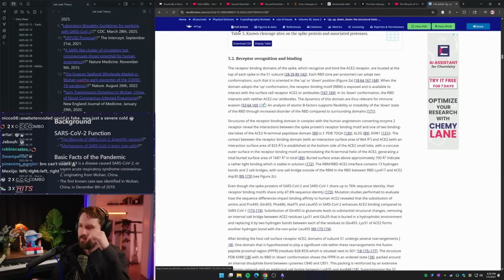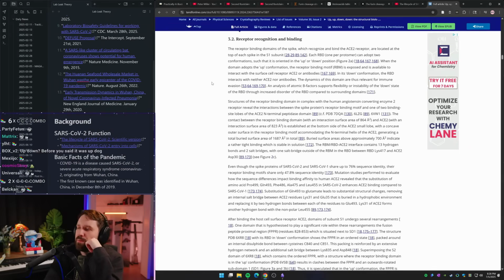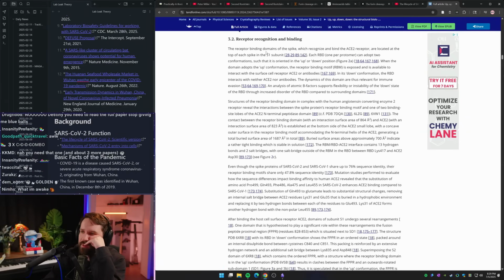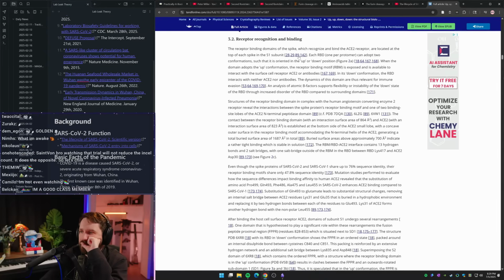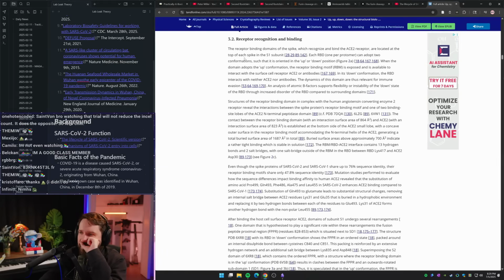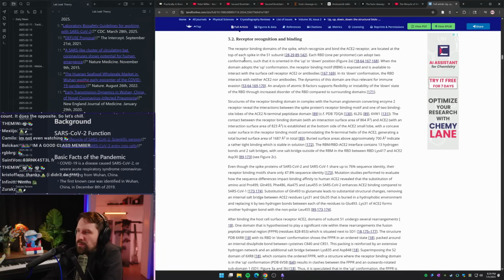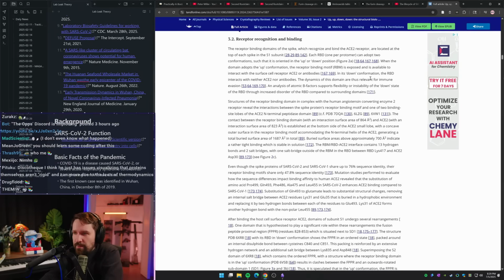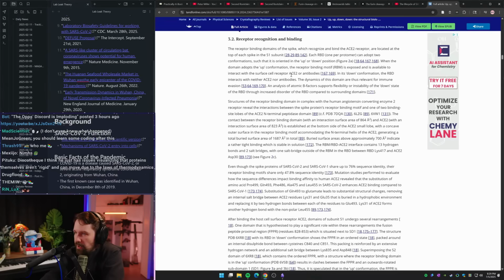The receptor binding domains of the spike, which recognize and bind the ACE2 receptor located on human cells, are located at the top of each spike in the S1 subunit. Each RBD, 1 per protomer, can adopt 2 conformations such that it is oriented in the up or down position. When the domain adopts the up conformation, the receptor binding motif is exposed and is available to interact with a surface cell receptor ACE2 or antibodies. In its down conformation, the RBD interacts with neither ACE2 nor antibodies. The dynamics of this domain are thus relevant for immune evasion.